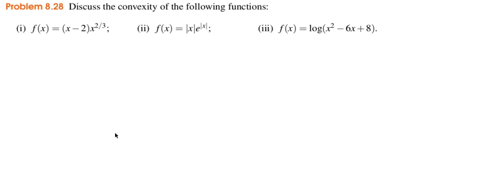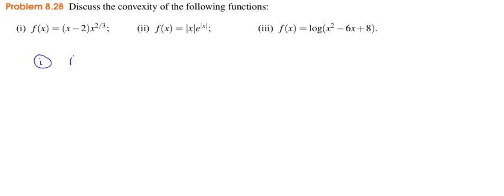Okay, problem 8.28, discuss the convexity of the following functions. Again, the convexity has to do with the sign of the first derivative that's non-zero after the first one. Typically it will be the second derivative. So we want to compute the second derivative of these functions and see when they change sign.